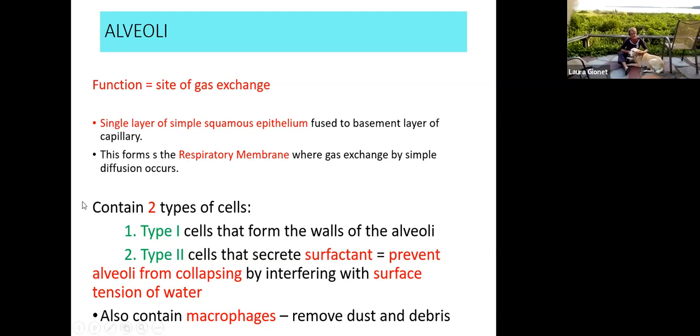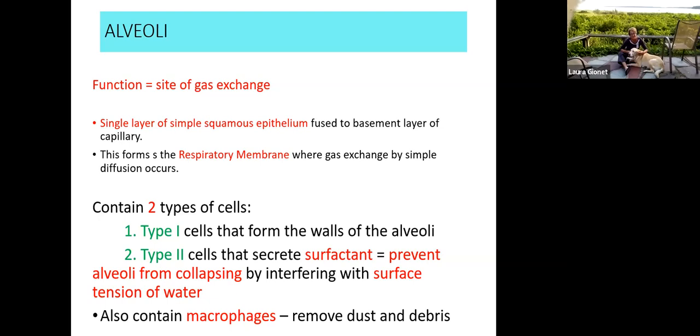Right? The alveoli is composed of 2 major types of cells, type 1 cells that form the walls of the alveoli, and type 2 cells that secrete surfactant. Surfactant is a fluid that helps prevent the alveoli from collapsing when you exhale. If you don't maintain a patent alveoli, it's going to collapse and just compress.